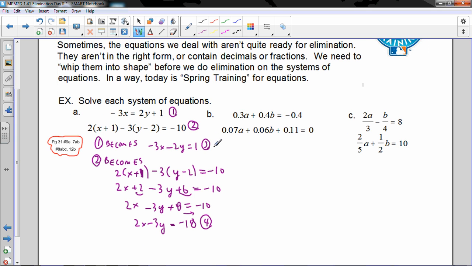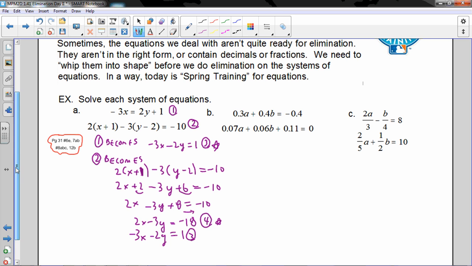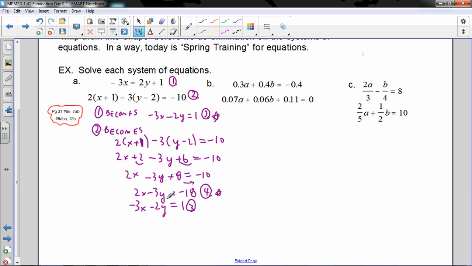I'm going to put the two that I have together so I can look at these new equations now that they're ready for elimination. Well, what am I going to do? I can multiply this one by 3 and this one by 2, then the x coordinates would line up. And if you prefer to get rid of the y's, you could do that too. So I'm going to go negative 3 times equation 4. Actually, I'm not. I'm going to go positive 3 because they're already opposites, right?